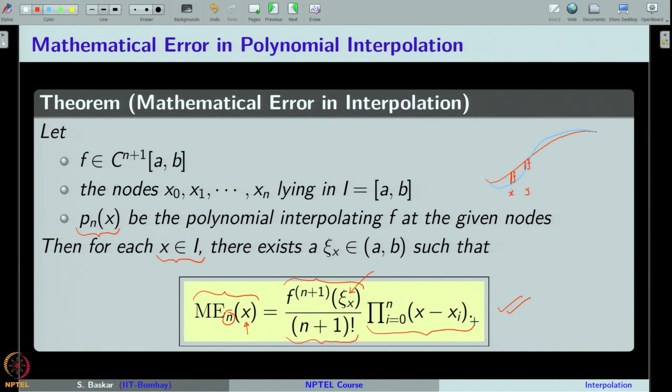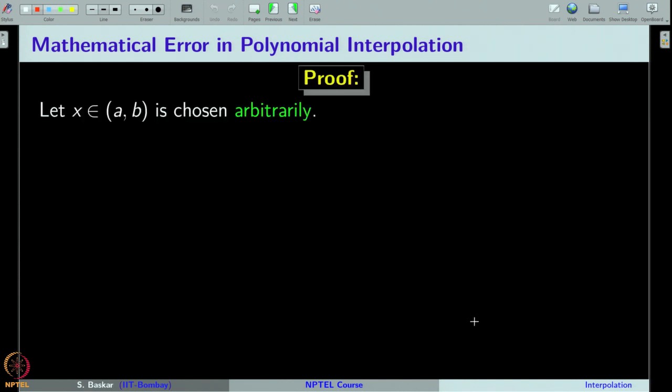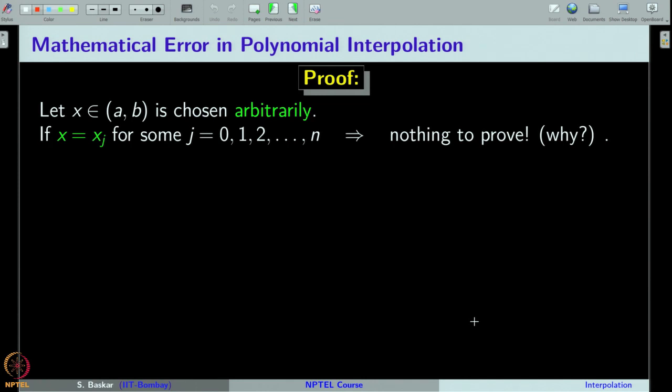Let us try to derive this formula or expression for the mathematical error. For this, remember we have to derive this formula for every x in the interval [a, b]. For that, we will choose an x arbitrarily in the interval [a, b]. Well, there are two possibilities now. x may coincide with one of the node points, right? Because we are choosing x arbitrarily, it may happen that the choice of x is in such a way that it coincides with one of the nodes.